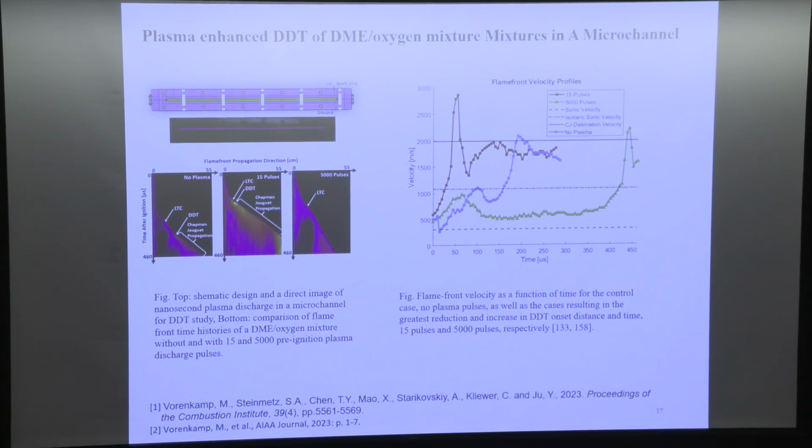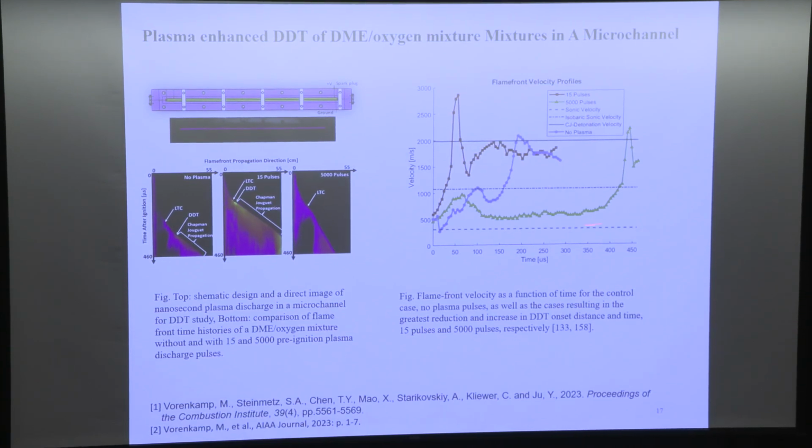So the reason is very clear. With a few pulses of plasma discharge, you generate a lot of radicals and enhance low temperature combustion, so that accelerates the ignition process, and then you accelerate detonation.